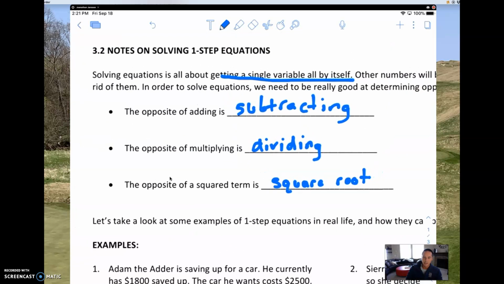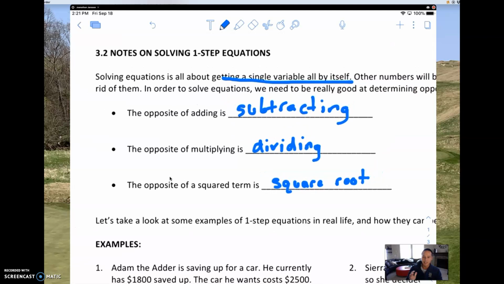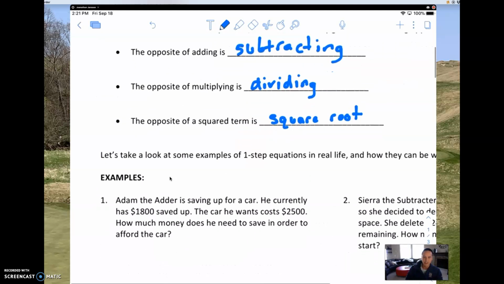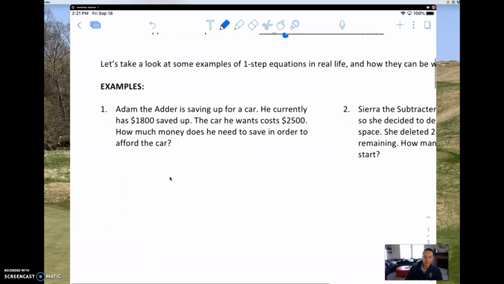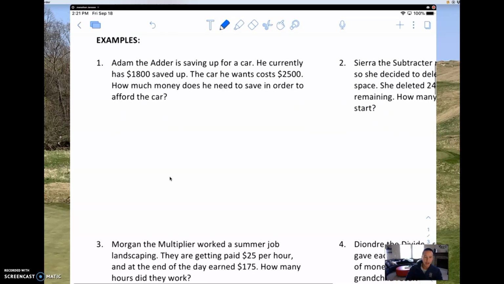So as long as we are good at understanding what these opposites are, it's going to be pretty easy to solve these one-step equations. First, let's take a look at some one-step equations in real life, and then we'll show how they can be set up and then solved. So we have Adam the adder. He's saving up for a car, and he currently has $1,800 saved up. The car he wants costs $2,500. How much money does he need to save in order to afford this car?